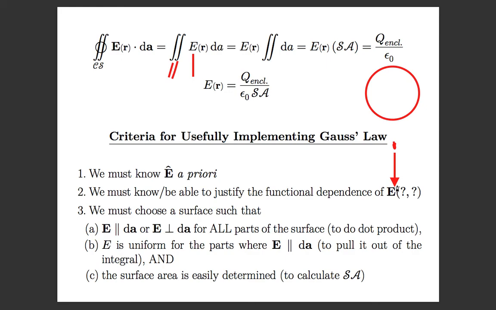So we know that E hat will be radially outward from the center. We can call that r hat if we set the origin at the center of the sphere. So that's step number one.